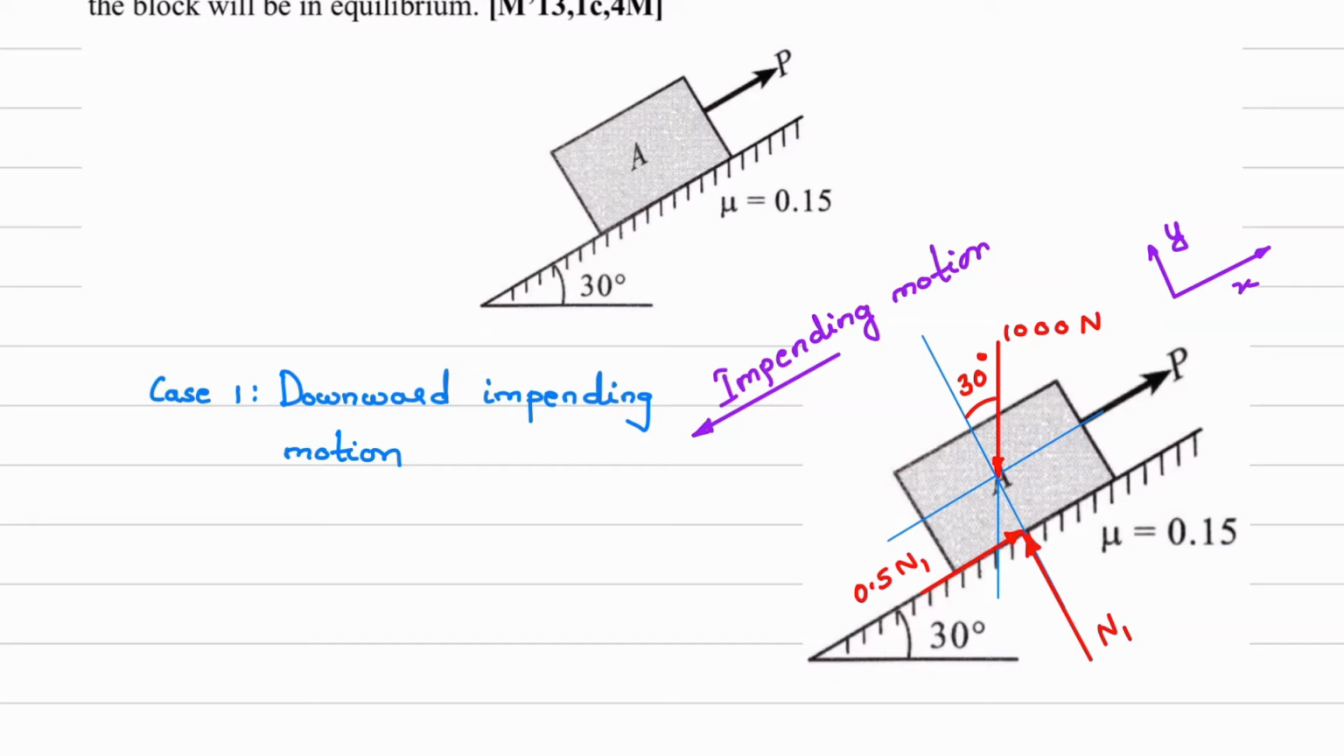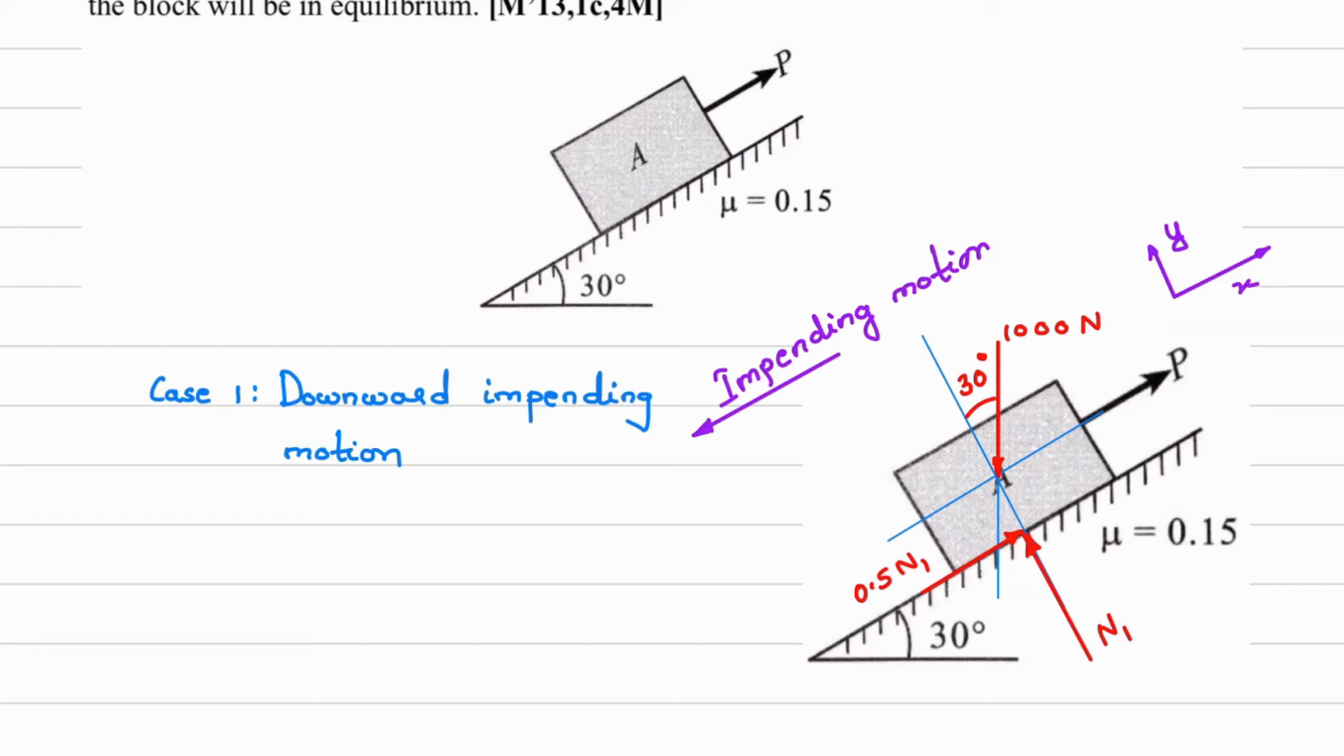So we'll use the condition of equilibrium. Now since impending motion is downward, friction force is up the slope. And what will be the friction force value? Mu into normal reaction.